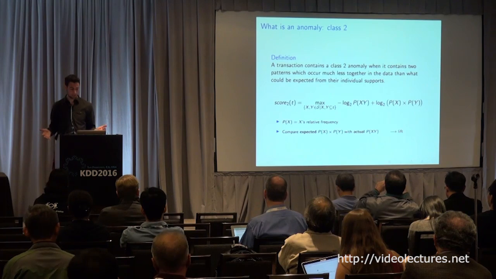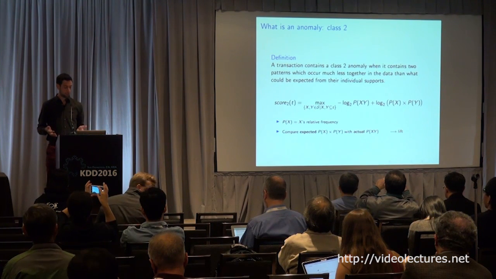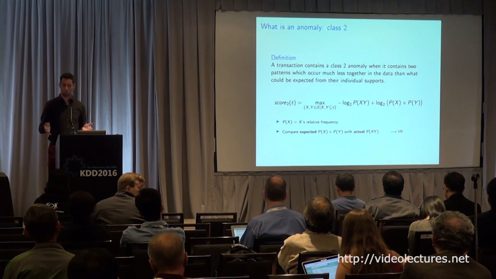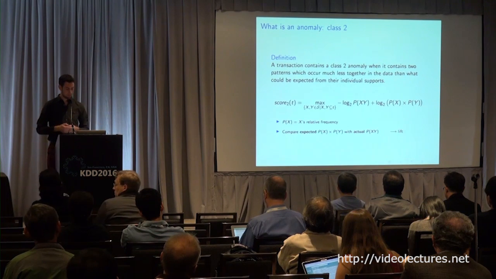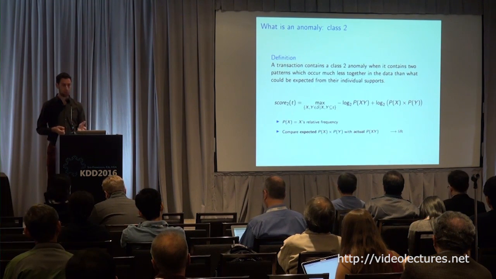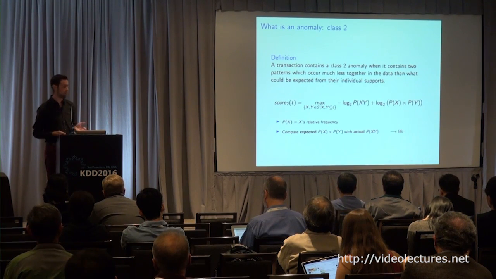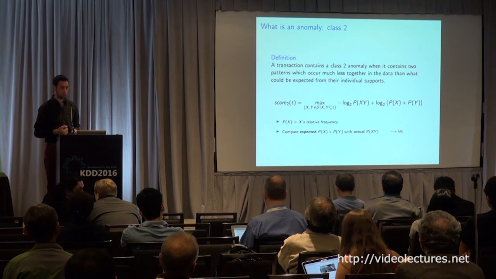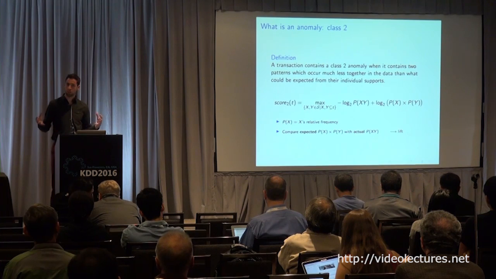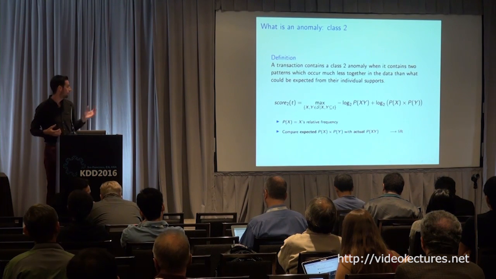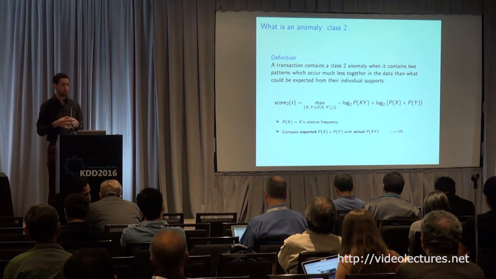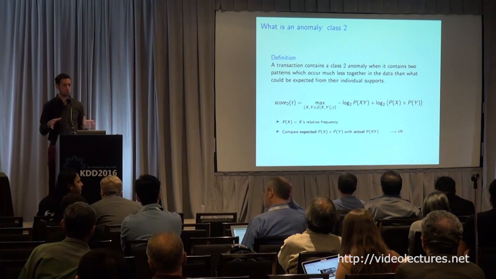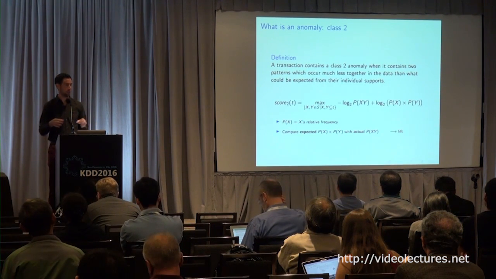So the class 2 anomaly is a transaction that contains 2 patterns which occur less likely together than what you would expect from the supports of both patterns individually. It's strongly based on the principle of lift. So it compares the actual and the expected probability of the co-occurrence of these patterns. And it looks at the combination of each pattern X and Y from a set S. And then it scores not these patterns, but a whole transaction based on the most unlikely combination of patterns in that transaction.